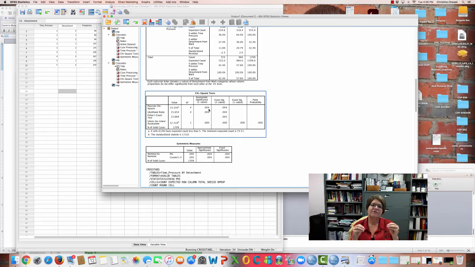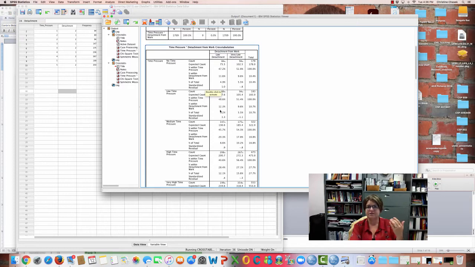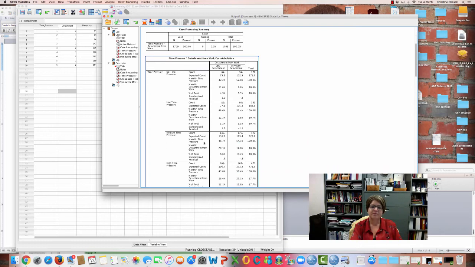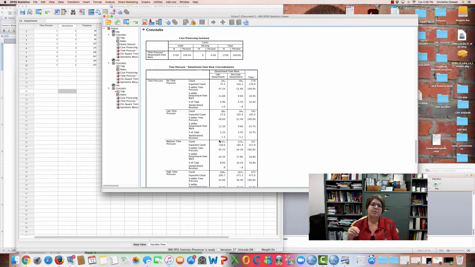Now, we have to go back and figure out where it is. Is it significant between very high time pressure and very low detachment, or no time pressure and low detachment? So you kind of have to take this puzzle and figure out which one it is. And that's where our standardized residuals come in. Now the book talks about this, and so does the PowerPoint, that we're looking for values that are outside of the range of plus or minus 1.96.